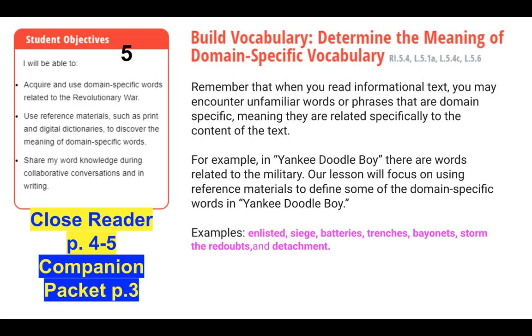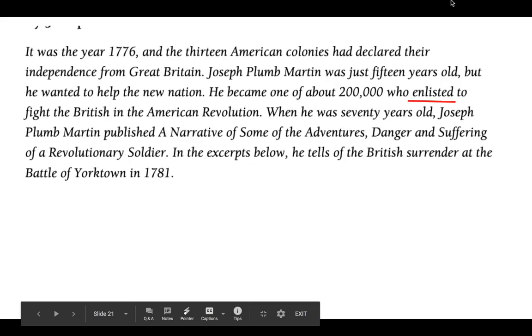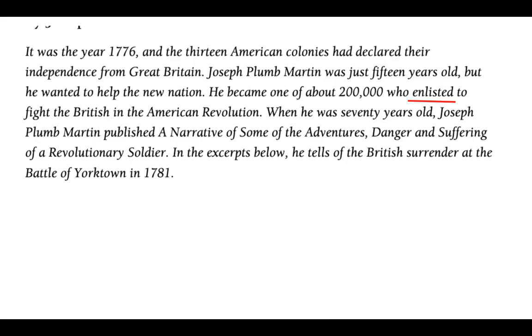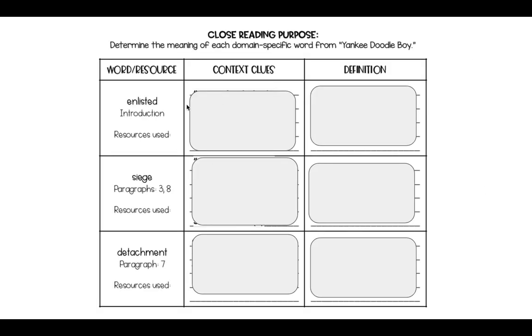So you can see some that are listed there that are examples of domain specific vocab, but we will just focus on 3 for today. So the first one that we're going to take a look at is in the introduction, and it is the word enlisted. So what you want to do is take a look in your packet, and let me go ahead and go forward to it for you. And right here, what I'd like you to do is look at the introduction, and write down anything that you think is a context clue that gives you the meaning of enlisted.